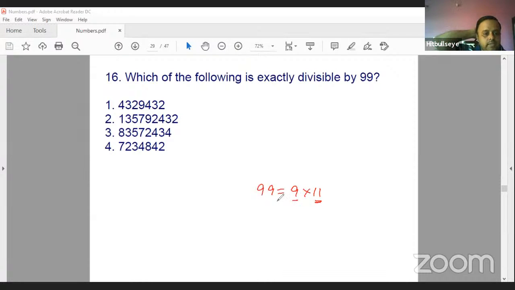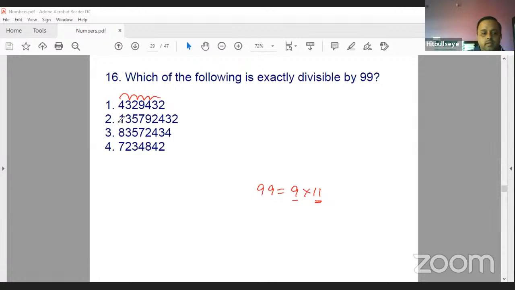So you need to first of all check the numbers which are divisible by 9. The divisibility rule of 9 says that the sum of digits should be divisible by 9. So let's check that. 4 plus 3, 7, plus 2, 9, 9, 18, 4 plus 3, 7, plus 2, 9. So this number is divisible by 9, right?